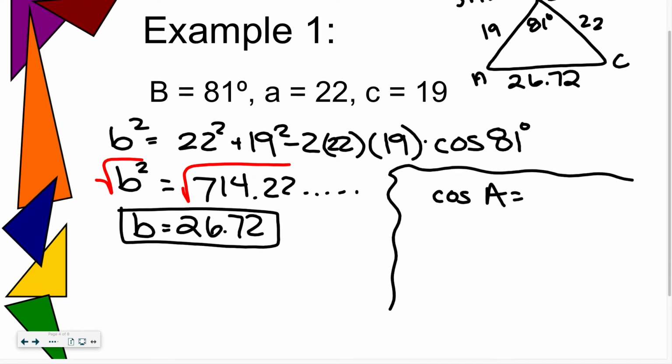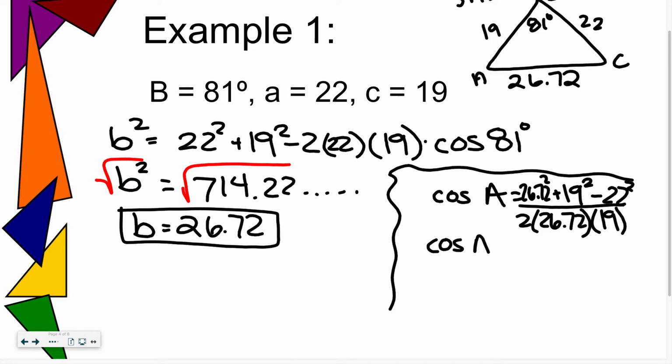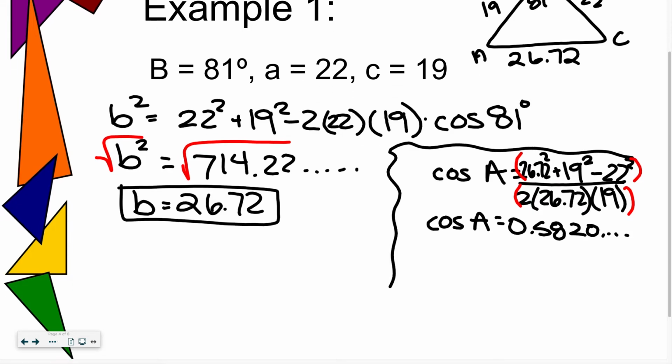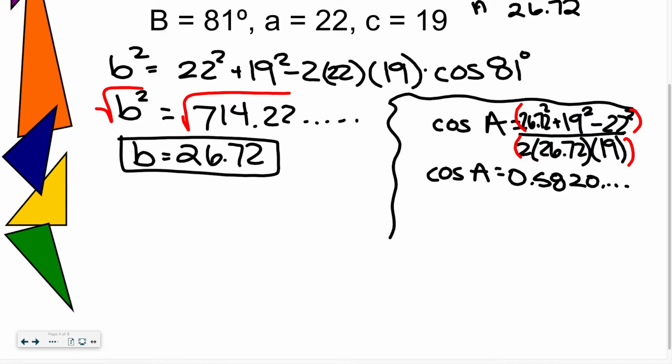I'm going to do cosine of A. Remember, if I'm solving for angle A, I'm going to be subtracting the A squared side in the numerator. So this is going to be minus 22 squared. So I'll have my 19 squared and my 26.72 squared added. Everybody, if you're doing law of cosines, this is great practice for typing it in correctly. See, I'm getting 0.5820 and more digits. Let me know if you try typing in what I did and you don't get that.